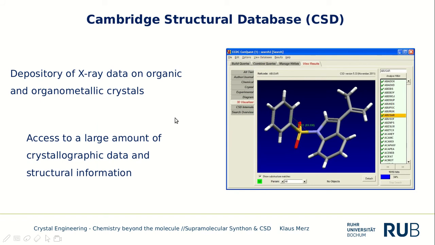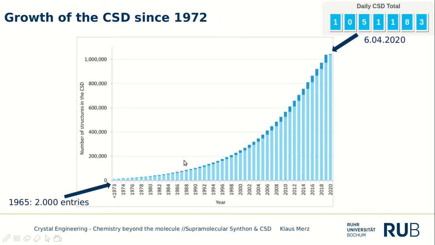And it's really a large amount. Not only can you have a look at the crystal structure, you will also find a lot of crystallographic data and structure information. With this very nice picture, you see the growth of the Cambridge Structural Database since 1972. Here in 1965 there were only 2,000 entries, nearly nothing. We see here the increasing numbers of crystal structures.